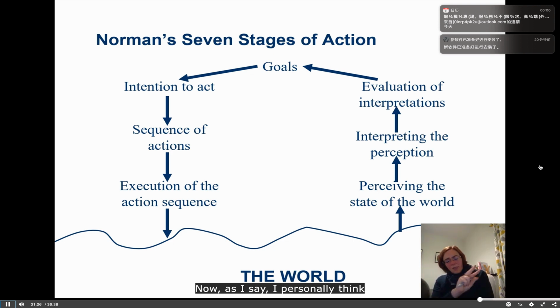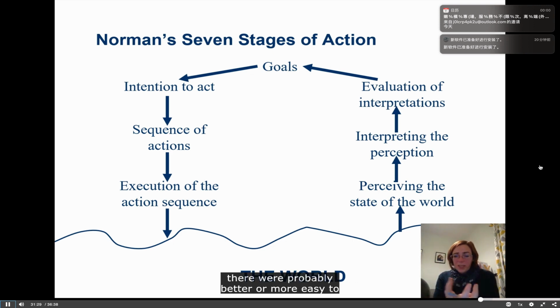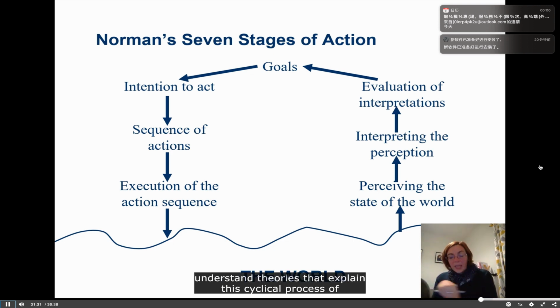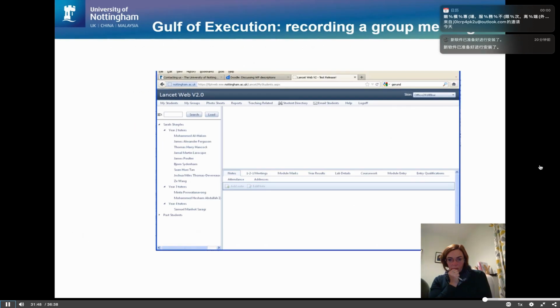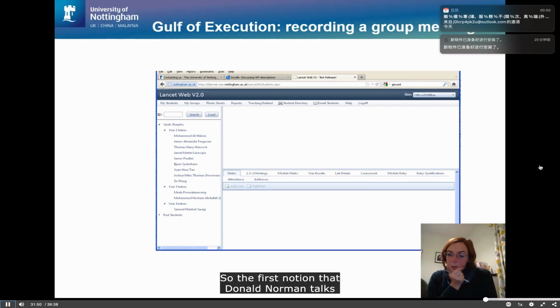Now, as I say, I personally think there are probably better or easier to understand theories that explain this cyclical process of updating our understanding of the world and making our decisions. However, there are 2 quite neat concepts that Donald Norman highlights, which are to do with when things go slightly wrong within the 7 stages of action. So the first notion that Donald Norman talks about is something called the gulf of execution.